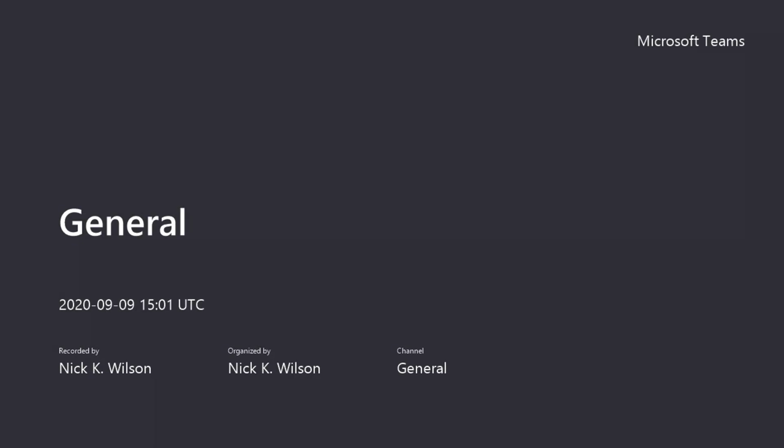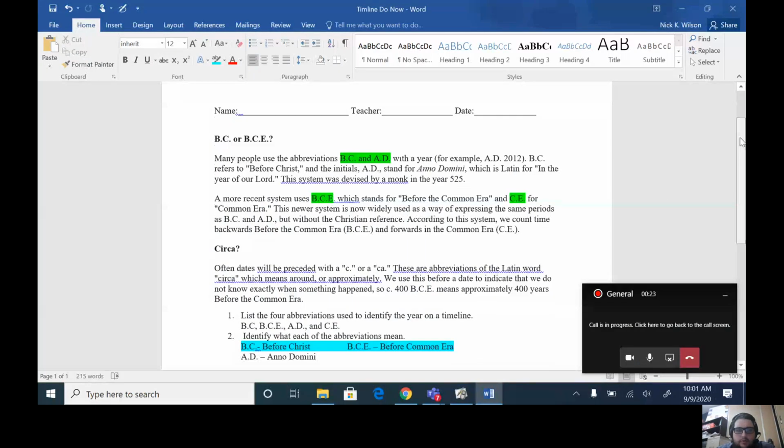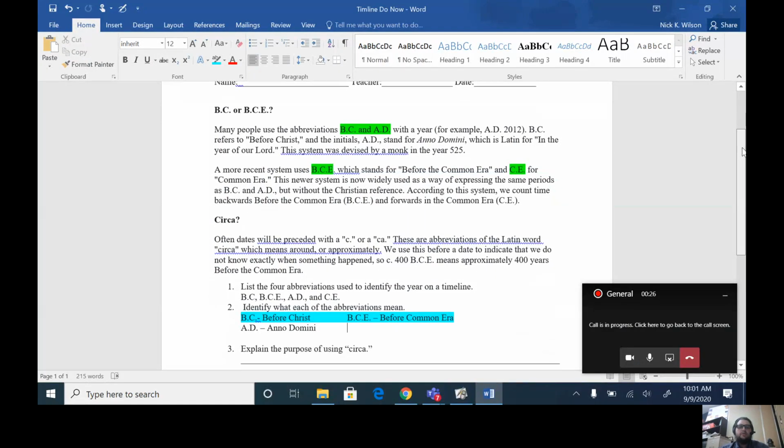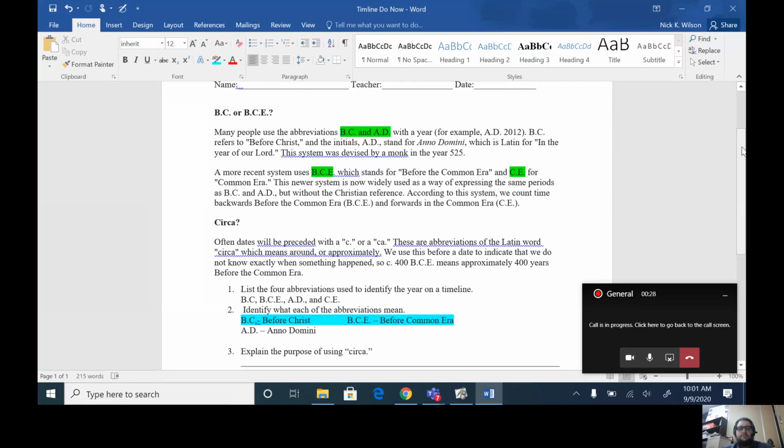We're going to go through and look at timelines, some of the abbreviations that we will use for timelines, and just different ways to look at the dates on a timeline, where they should be, and how we can use a timeline to compare dates of when things happened and things of that nature.